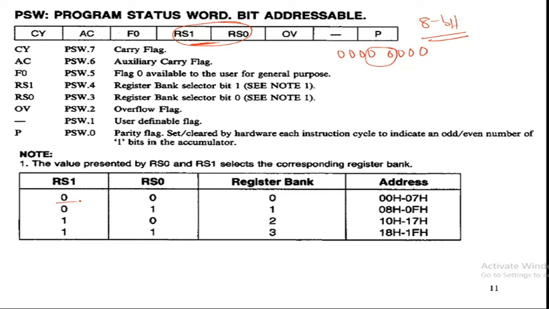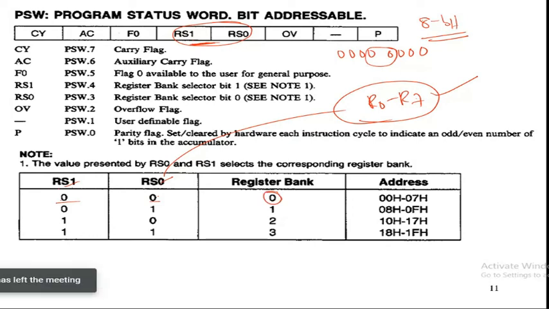RS1 and RS0 are register selection bits. The registers we have are R0 to R7, and how these registers are selected is defined by these RS1 and RS0 bits. Suppose RS1 is 0 and RS0 is 0. Which bank is selected? Bank 0 will be selected.